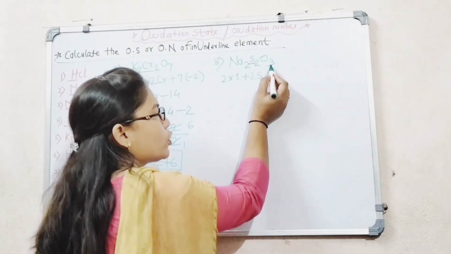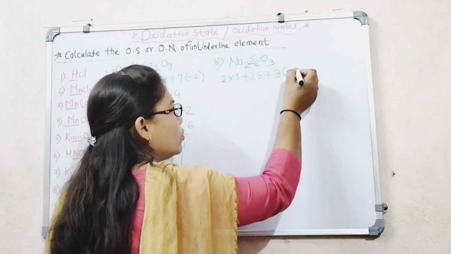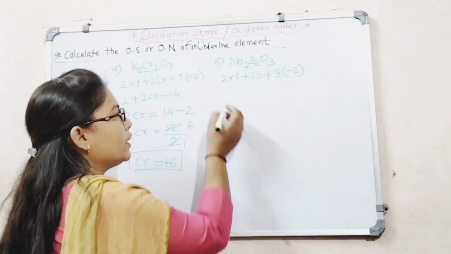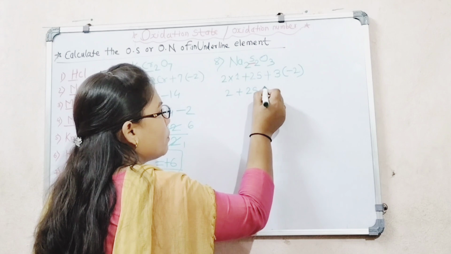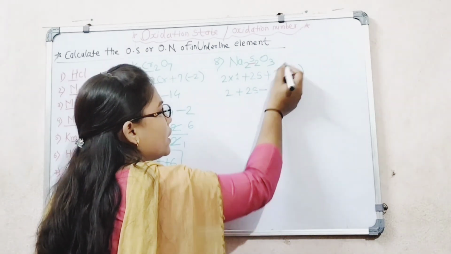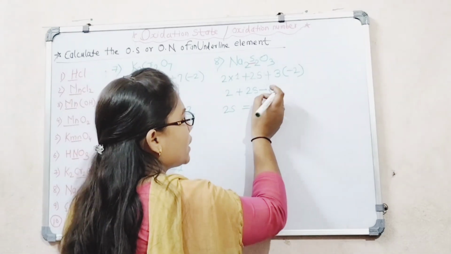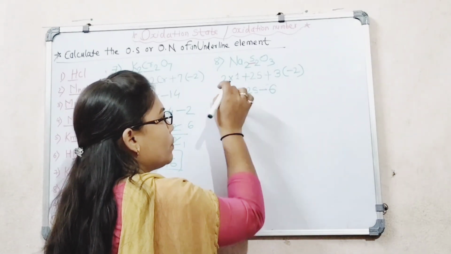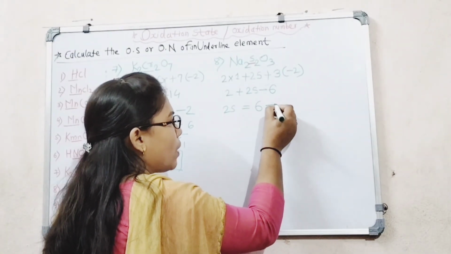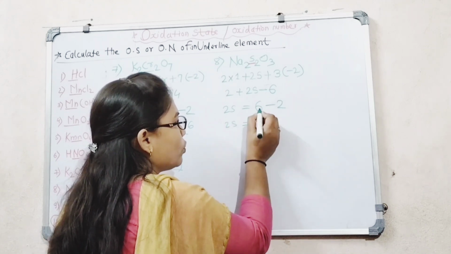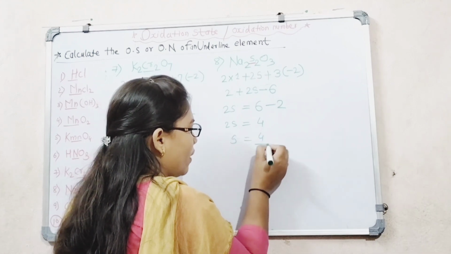Then plus, how many atoms of oxygen? 3. So that's why I write here 3. And the oxidation state of oxygen is minus 2. So that's why I write here minus 2. Calculate it. 2 into 1, 2 plus 2S plus minus 3 into 2, 6. 2S is equal to, this minus 6 becomes plus 6, and this plus 2 becomes minus 2 when they go beyond the equal sign. So that's why I write here plus 6 minus 2. 2S is equal to 6 minus 2, which means 4, and S is equal to 4 divided by 2.